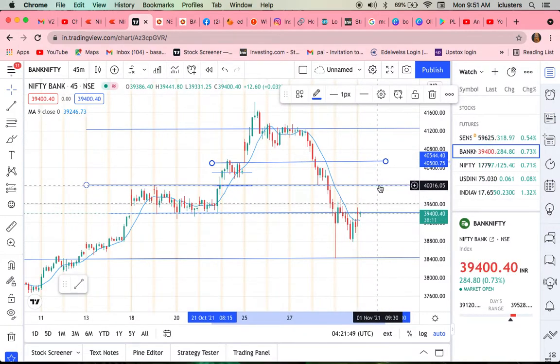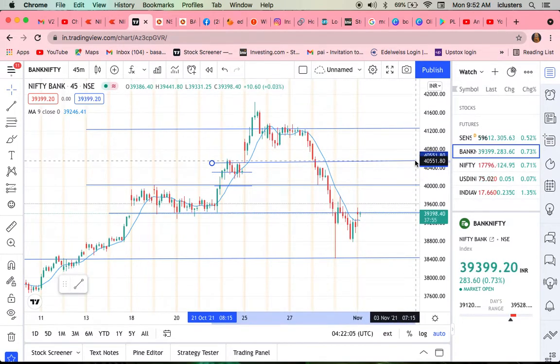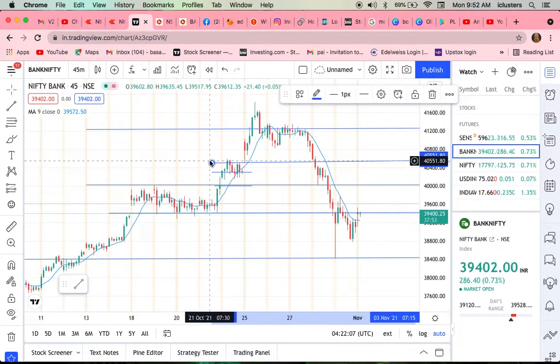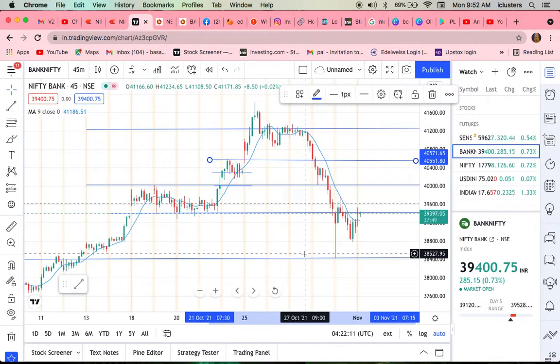Once the price breaks this trend line and starts moving upwards, this is the first target, this is the second target, and this is the third target. The third target will be reached only on big events or any big move change in the market. But for Bank Nifty we can't say that, because Bank Nifty has a huge volume.